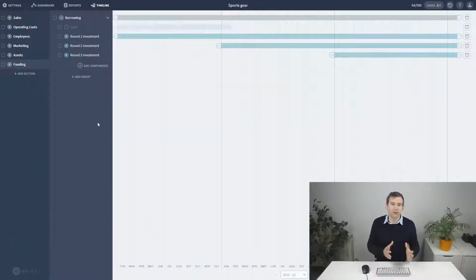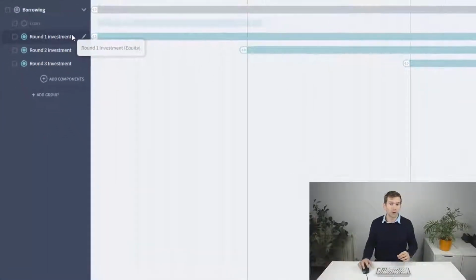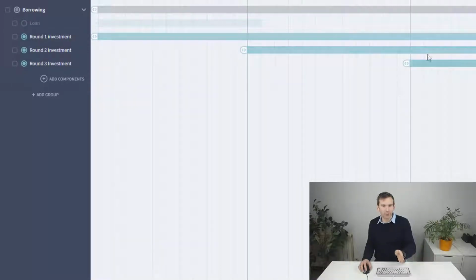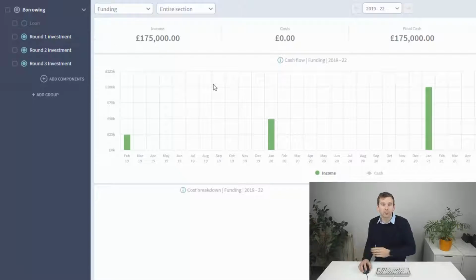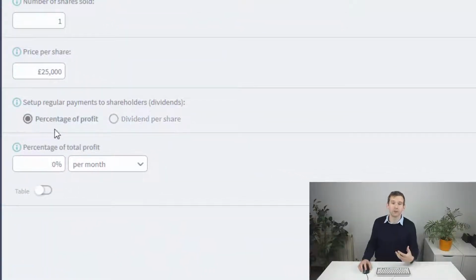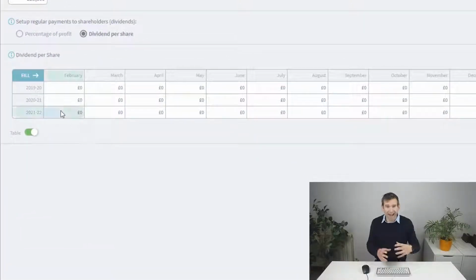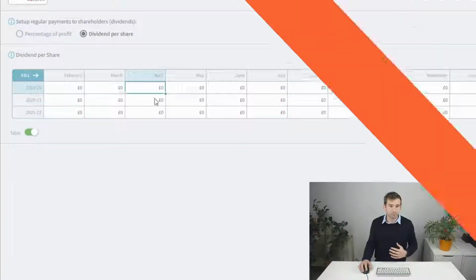If you want to represent several rounds of investment injected into the business throughout the course of the forecast, use a new equity component each time and set the start date to when you receive that round of investment. Finally, you have the option to pay dividends through the equity component, which can either be calculated as a percentage of the profit you're making each month or by a certain fixed amount per share sold. Remember, you can set this to table in order to customize exactly how much is being paid and when.